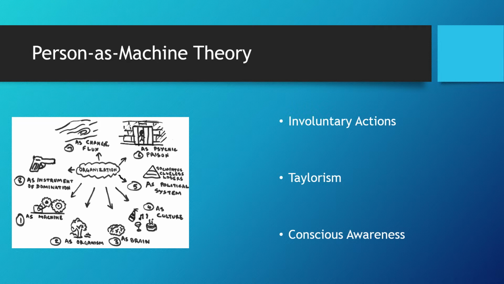Also wanted to touch just a little bit on Taylorism. Taylorism is a good example of an inappropriate theory for motivation. For the most part, it does have some positives, but it just assumed that workers were only motivated by financial gains.